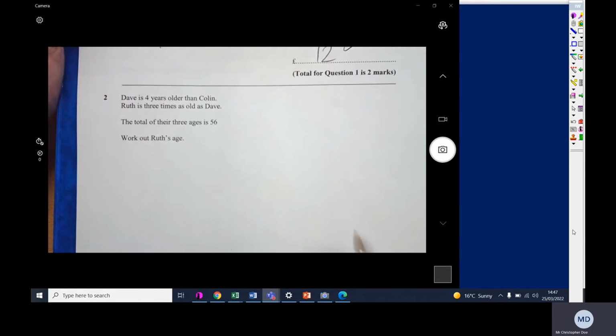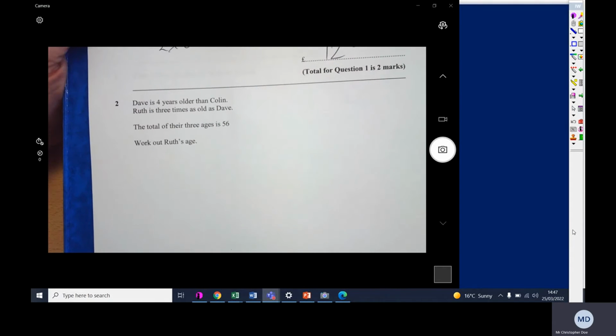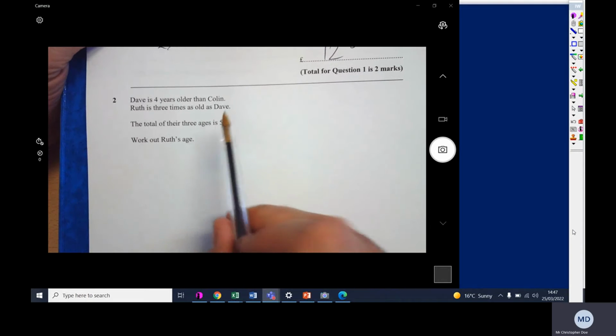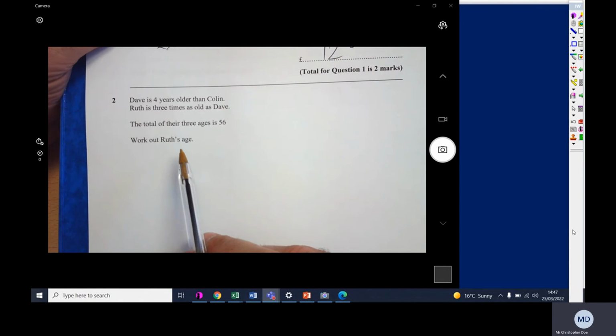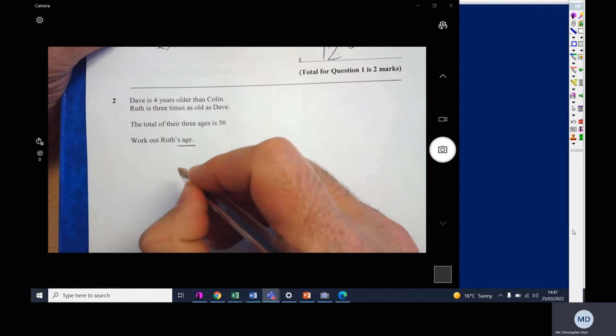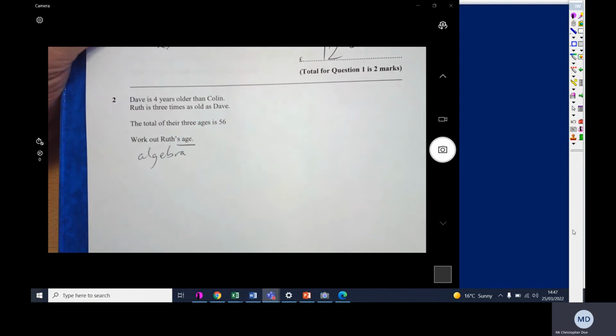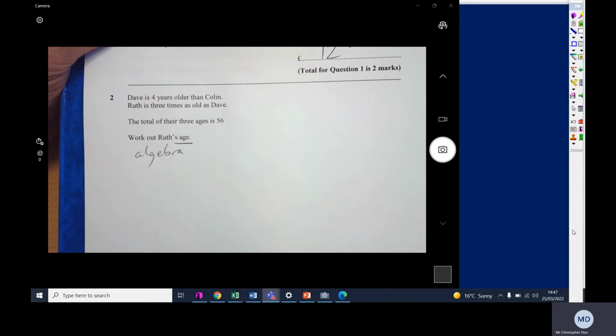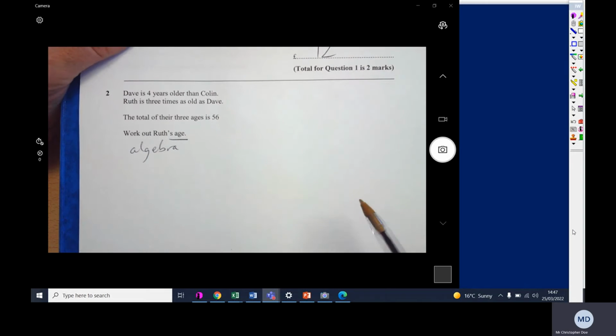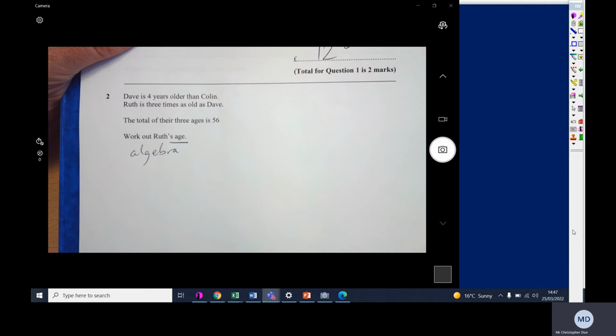Moving on to question number 2. Okay, we've got some unknowns here. As soon as you see unknowns, we're not quite sure what it is, we should be thinking algebra. Trial and improvement, you could guess what the ages were, but to get any marks for trial and improvement, you have to get it completely right and get 4 out of 4. So it's not the best strategy.